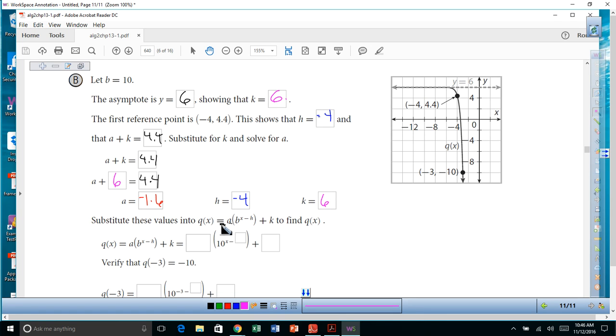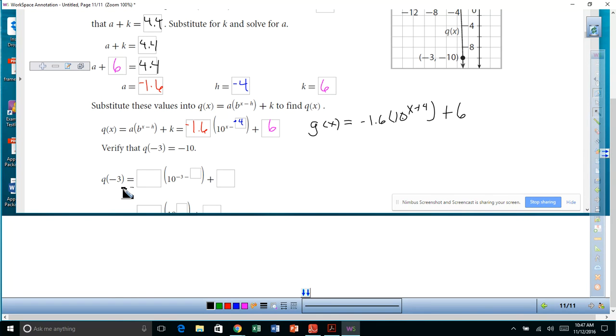Substitute these values in the q of x to find q of x. Okay, so a is negative 1.6. It said b was 10 right off the bat. And then you got x minus negative 4, and then plus 6. So if you were to write it, it should look something like this. q of x equals negative 1.6 times 10 to the x plus 4, and then plus 6. All right, good. Verify that q of negative 3 equals negative 10.